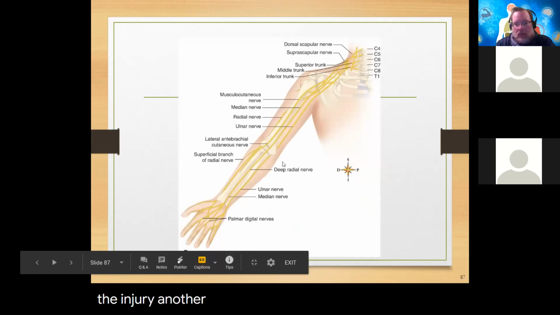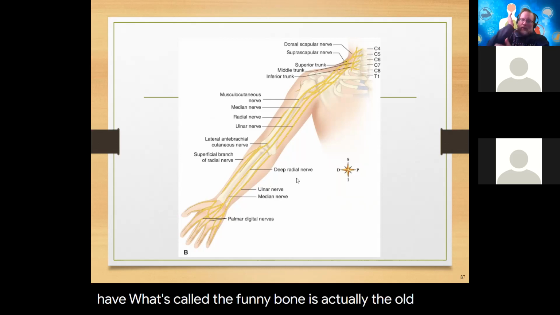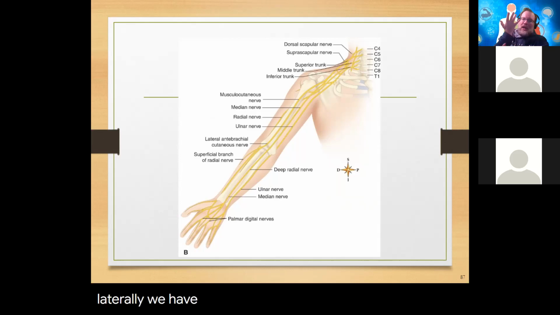And we have three major nerves that supply the forearm and wrist and hands, and they're generally named for the bones that are near them. So we're going to have what's called the funny bone, which is actually the ulnar nerve. So on the ulna, you have the ulnar nerve. Laterally, we have the radial nerve. And then in between is called the median nerve.